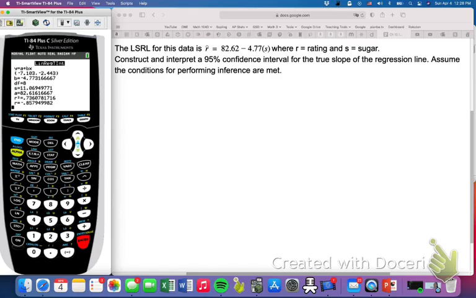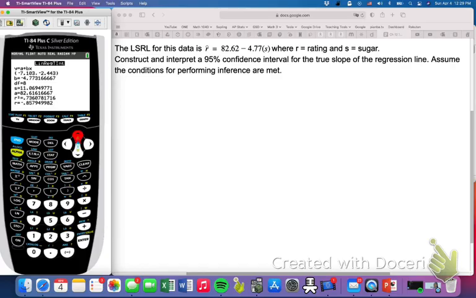And do you see that B here is your slope, which we found earlier, negative 4.773, and then degrees of freedom is 8. You see S is the standard deviation. And A, which is your y-intercept, 82.61. And then they even throw in the R square and the R. How nice.